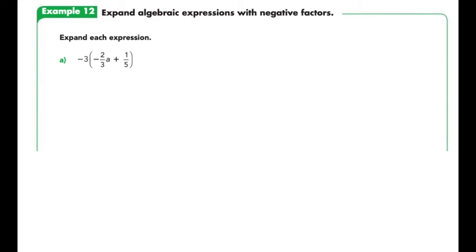In this example, we're going to be looking at expanding algebraic expressions with negative factors. So we're going to follow our same steps and the same process that we have been while using our distributive property, except now you'll notice that the outside factor is going to be a negative. So this expression here is a negative 3 times the sum of a negative 2/3 a and 1/5.